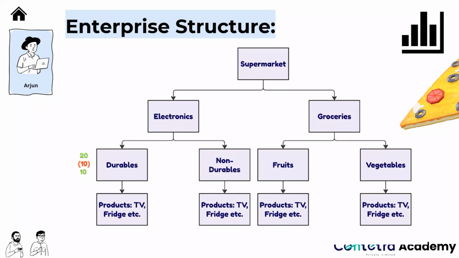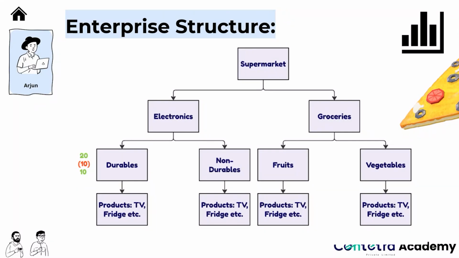And going one step further, for example, if this supermarket has a separate department for durables and the revenue from this durables section is 20 and the cost incurred is 10, so the profit is 10 and this profit is at the durables level. So with this, the business owner is able to understand that his durables section under the electronics department is profitable. And suppose, for example, with this, the business owner may also be able to understand that his electronics department is more profitable than his groceries department.